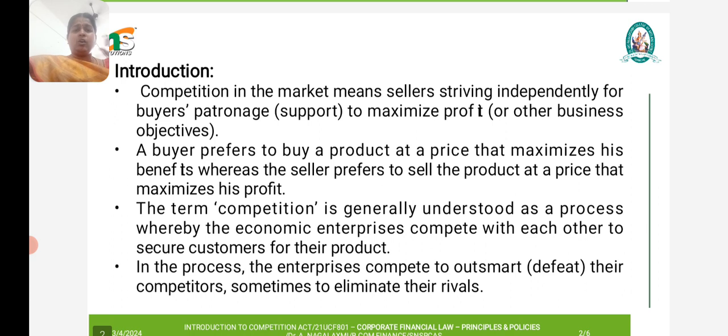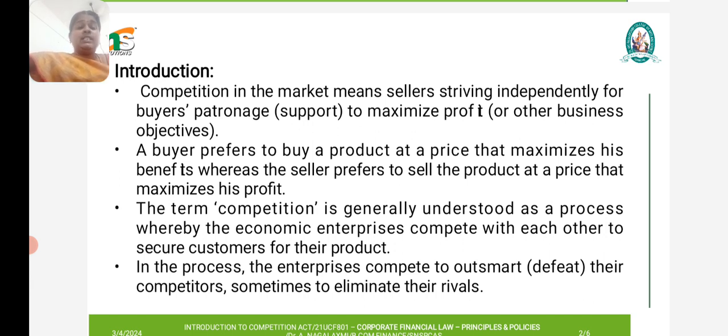As we know, what is meant by competition? Competition is present everywhere. Now we are going to see the competition which is prevailing in the market among the producers. Competition in the market means sellers striving independently for buyers' patronage, that is support, to maximize profit or other business objectives. A buyer prefers to buy a product at a price that maximizes his benefits, whereas the seller prefers to sell the product at a price that maximizes his profit.